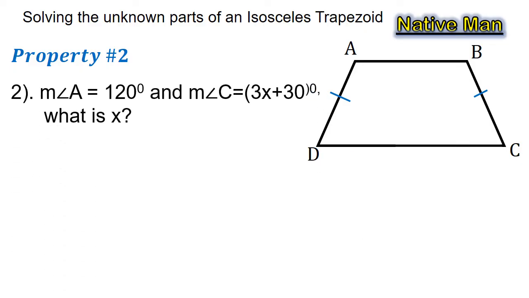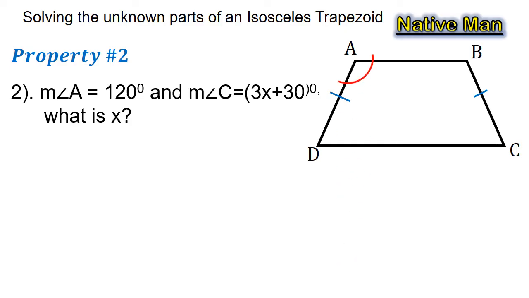Okay, so for number 2 question, measure of angle A is equal to 120 degrees and the measure of angle C is equal to 3x plus 30 degrees. What is x? So, ang hinahanap lang po ng problem is the value of x. So, madali lang po yan. So, tingnan po natin sa figure, nasaan po yung given.